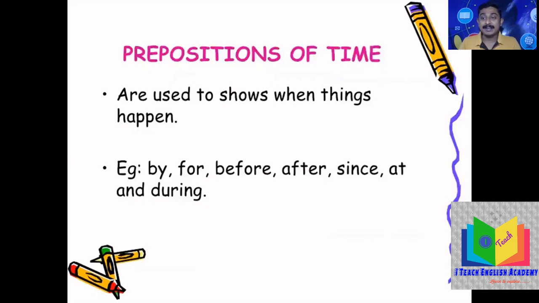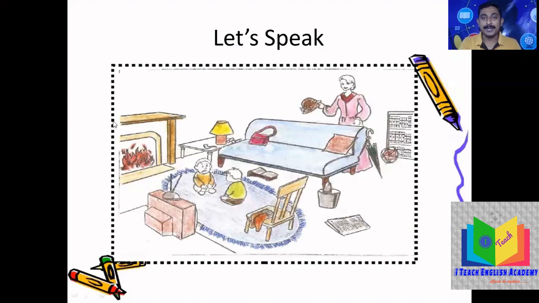I was born in 1997. They were admitted into school in 2012. I was born in April. So in is used before months and years. On is used before days, and at is used before time. And during is used, suppose the boys are speaking during the class. During means meanwhile, in between the class. That is the meaning.